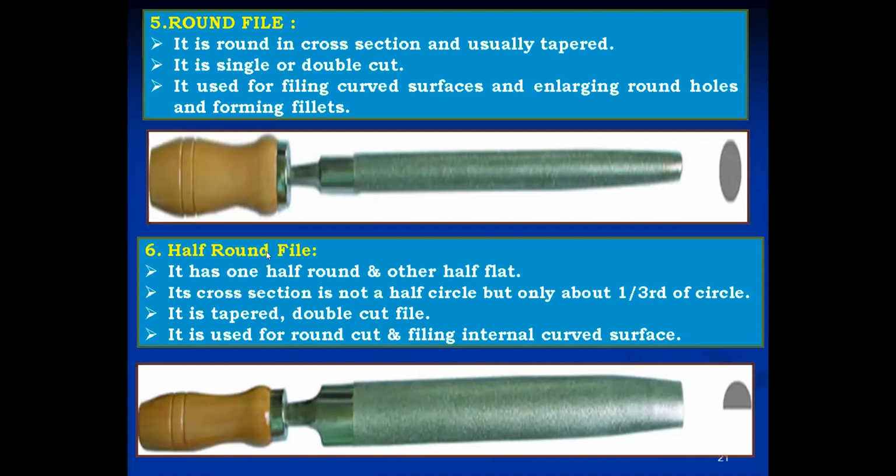So once again, half round file, it has one side round and the other side flat. Its cross section is not a half circle, but only about 1/3 of a circle. So this portion is 1/3 of a circle. It is tapered. It is a tapered and double cut file. It is used for round cut and filing internal curved surface.